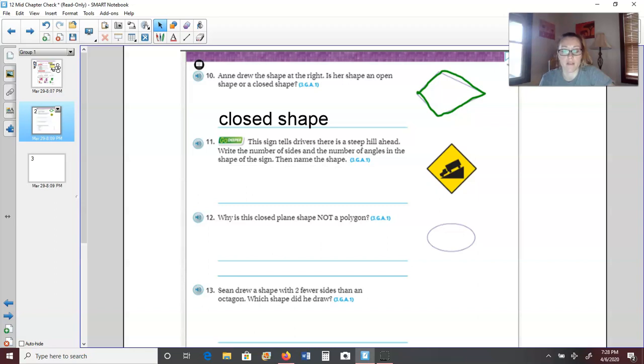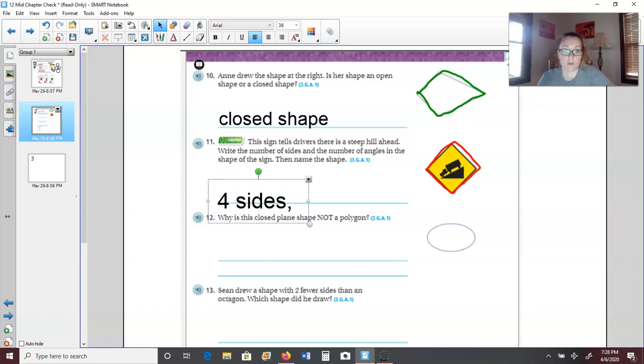All right, number 11, go deeper. This sign tells drivers there is a steep hill ahead. Write the number of sides and the number of angles in the shape of the sign. Then name the shape. So, you've probably seen some road signs when you've been driving along. Maybe not recently if you've been sticking at home, which is a good thing. But if we look at this sign, it has 1, 2, 3, 4 sides to it. So, write the number of sides. We're going to say 4 sides.